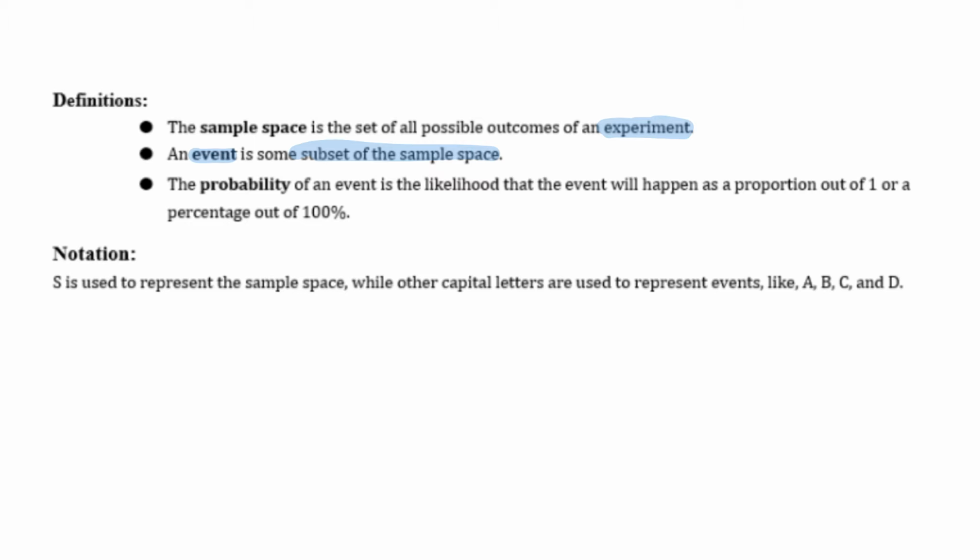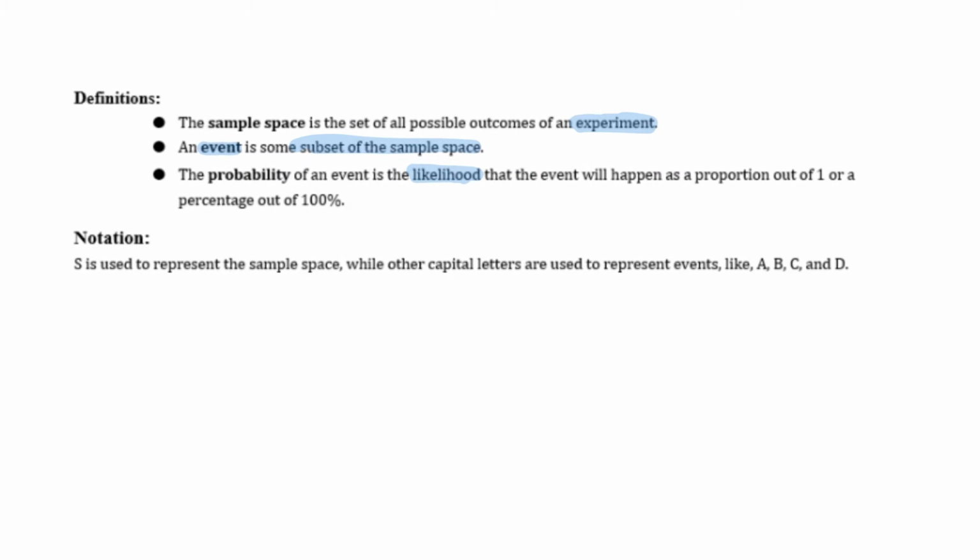And the probability of an event is the likelihood, that's the key word, that the event will happen as a proportion out of 1, or a percentage out of 100. Our first thing we're going to work on is actually converting percentages to decimals and back and forth. But on proportions, what you need to do is recognize this.